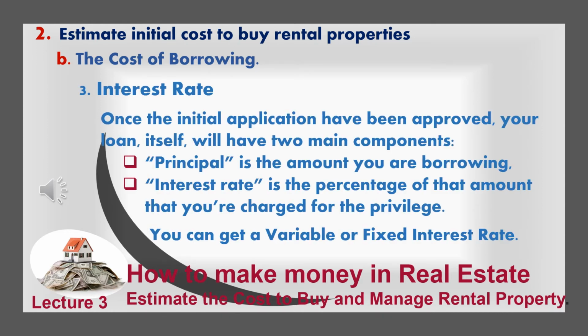Once the initial application has been approved, your loan will have two main components: principal and interest. Principal is the amount you are borrowing, and interest is the percentage of that amount that you're charged for the privilege. You can get a variable or fixed rate. Interest rates are important because, other than the amount you are borrowing, nothing else will have as large an impact on your payments.